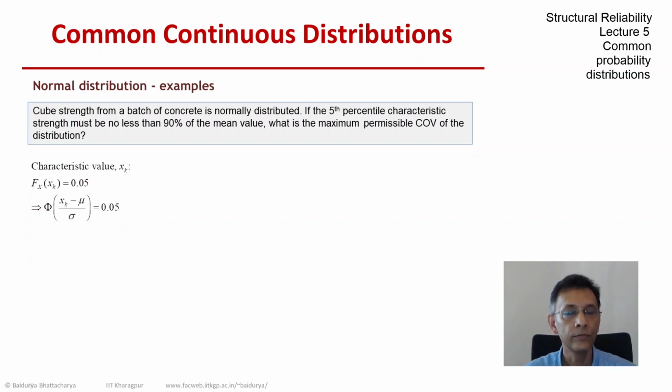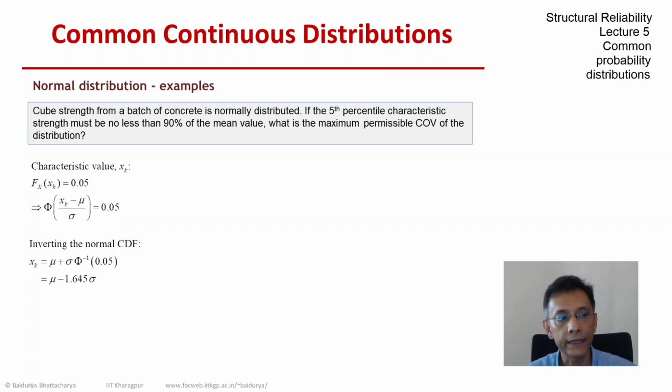So xk corresponds to the CDF of 0.05, and I could now write that in terms of the normal CDF, making use of the mean and standard deviation of x, and I could invert that as we already found out in the previous slide that phi inverse of 0.05 is something like negative 1.645. So xk, the 5th percentile value in terms of mu and sigma, is mu minus 1.645 sigma. Now the problem wants that xk should not be anything less than 90% of mu.